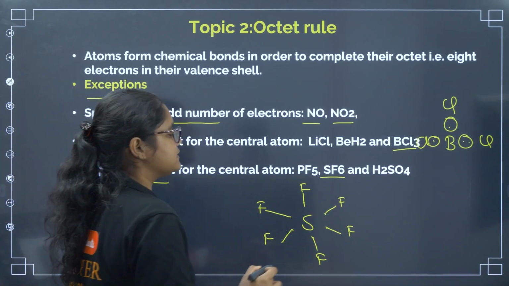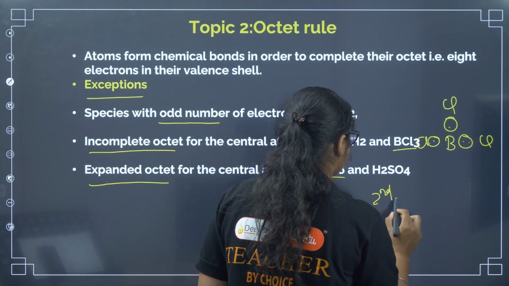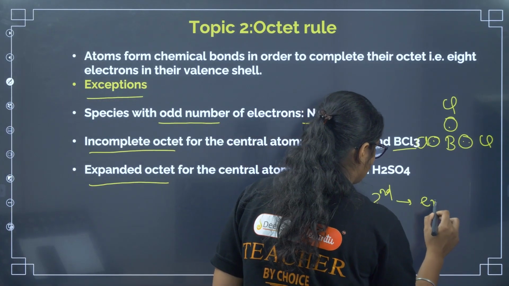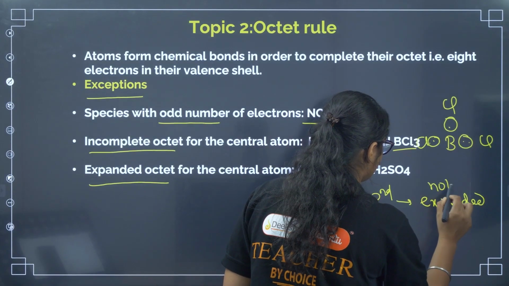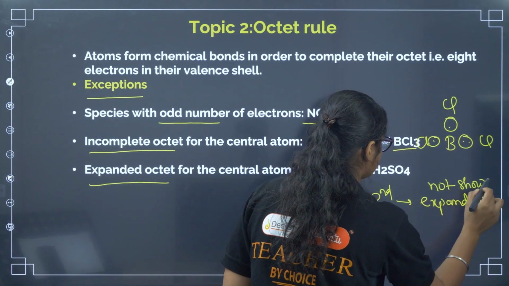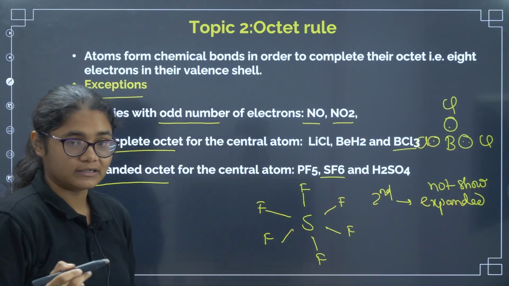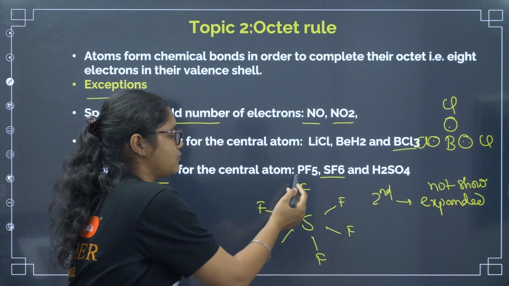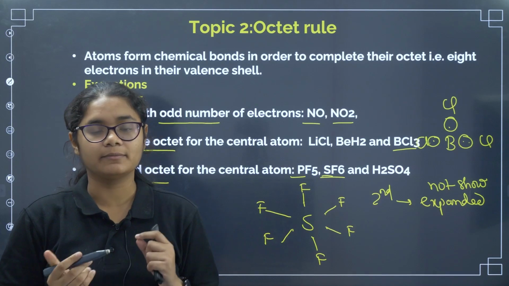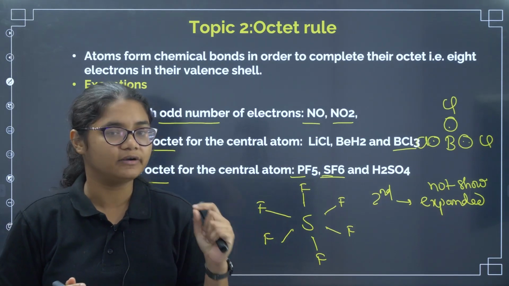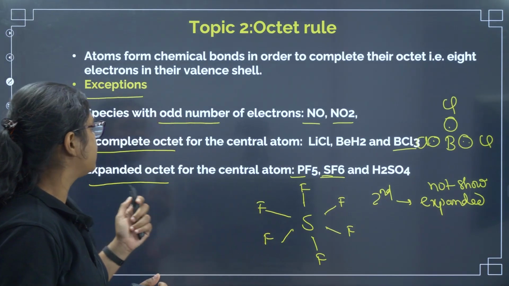So you should remember second period elements will not show expanded octet because they do not have empty d orbitals. The third period elements, you can see phosphorus, sulfur, these are all third period elements. They can show expanded octet because they have availability of d orbitals, okay? Now let us go next.